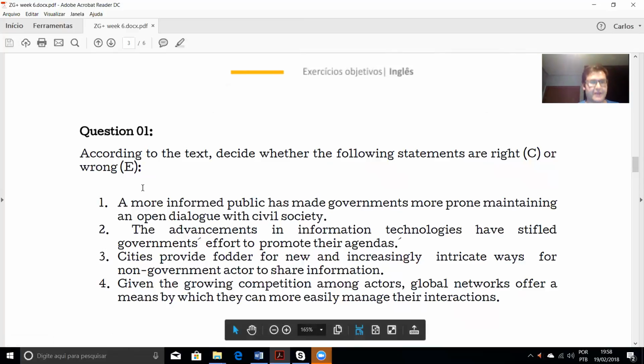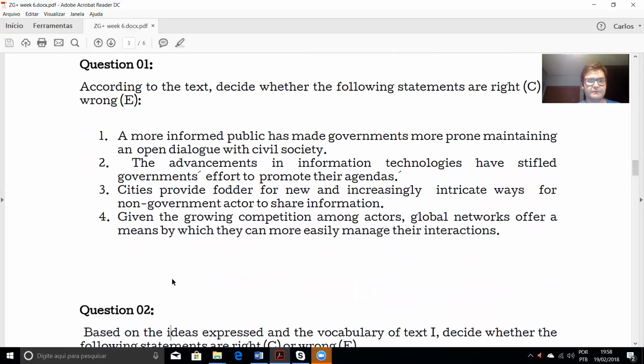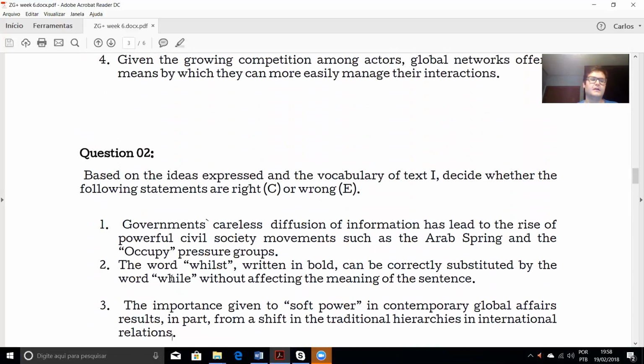All right, so recapping question number 1: item number 1 correct, item number 2 wrong, number 2 correct, number 3 correct, and number 4 also correct. Moving on to question 2.